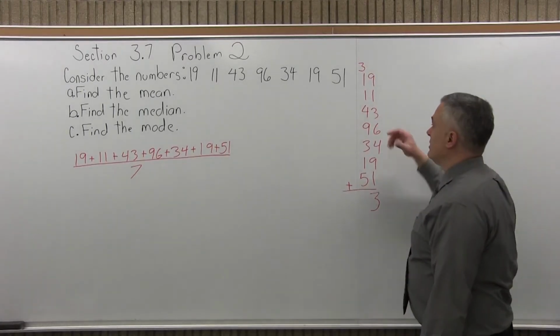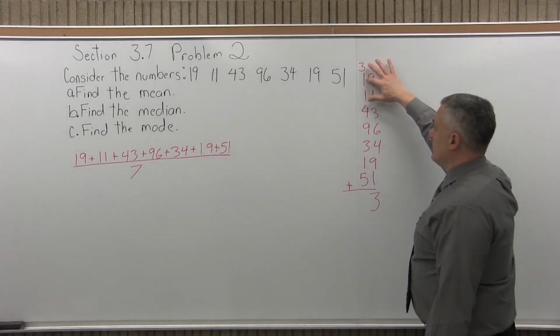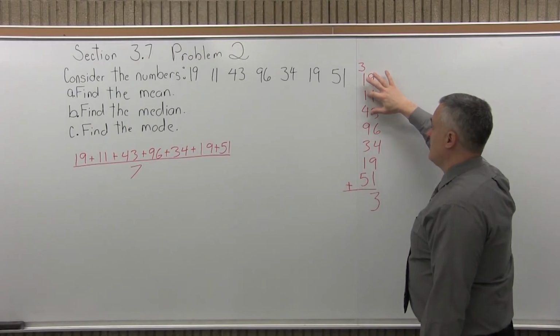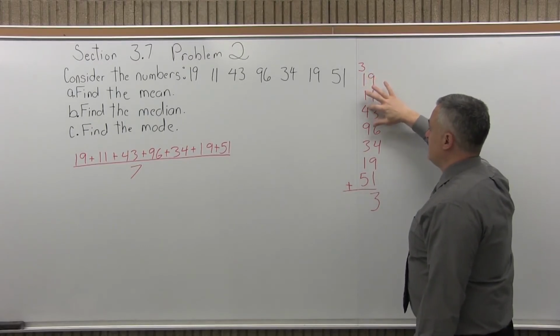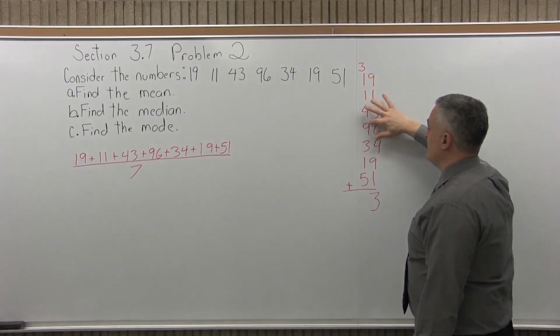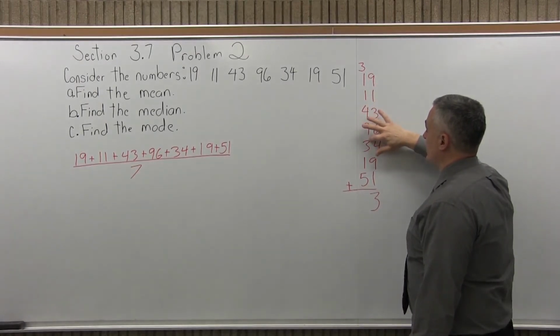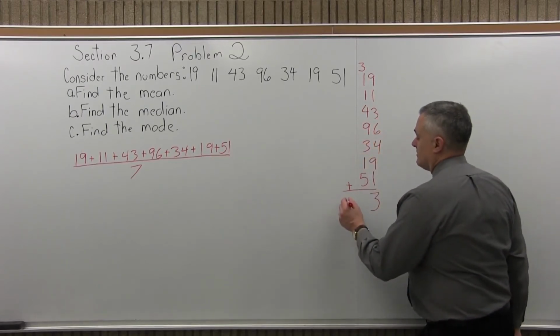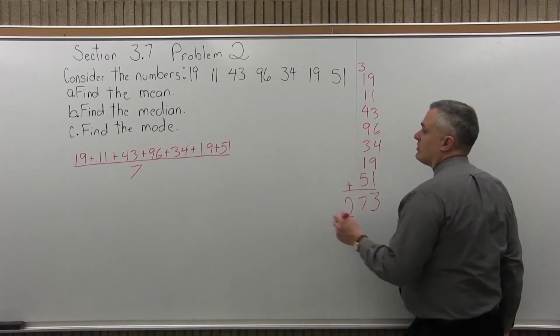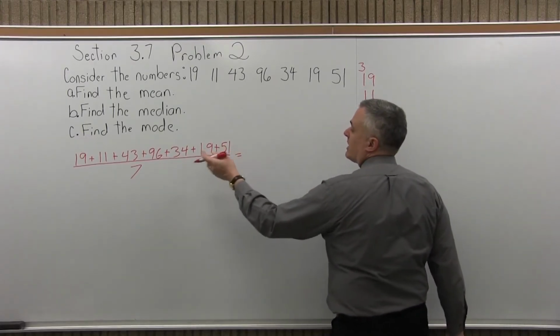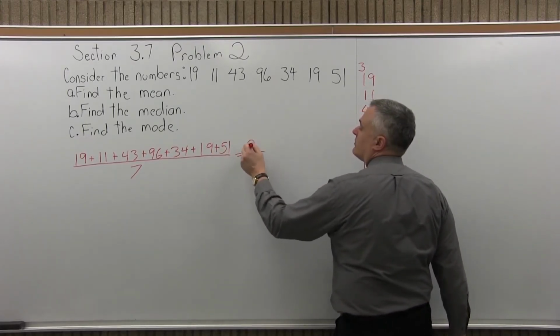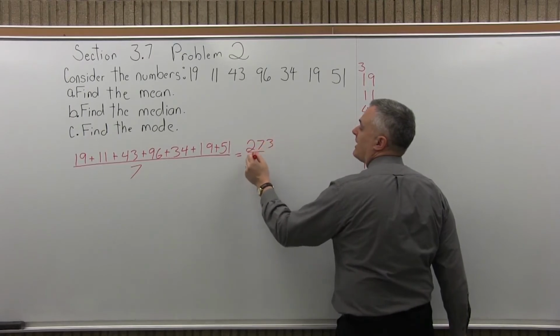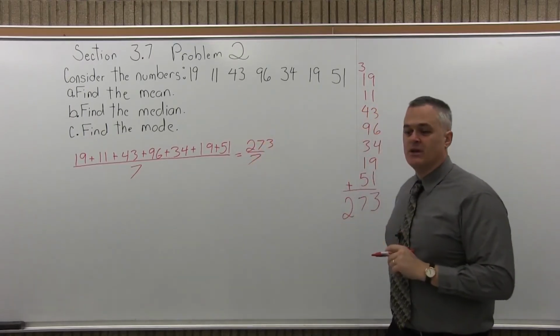And then add those. 3 plus 1 is 4. 4 plus 1 is 5. 5 plus 4 is 9. 9 plus 9 is 18. 18 plus 3 is 21. 21 plus 1 more is 22. 22 plus 5 more is 27. So I have a total of 273. Going back to the way I'd written it before, you'll have 273 divided by 7.